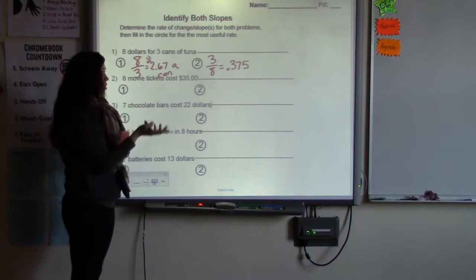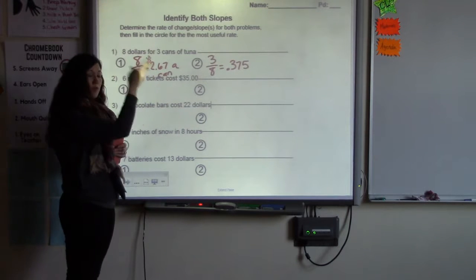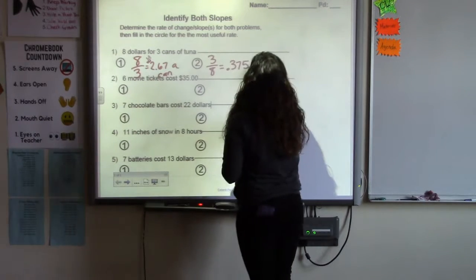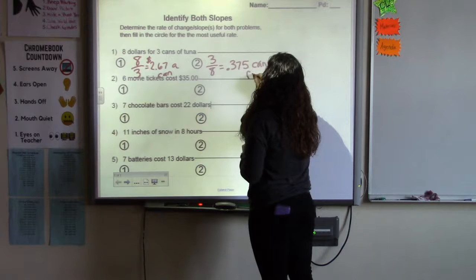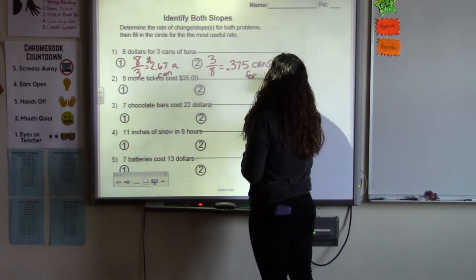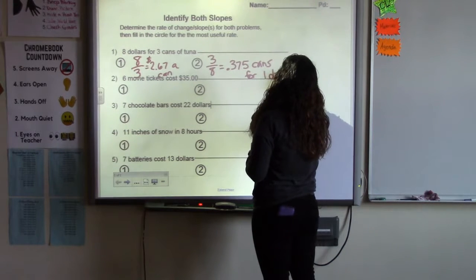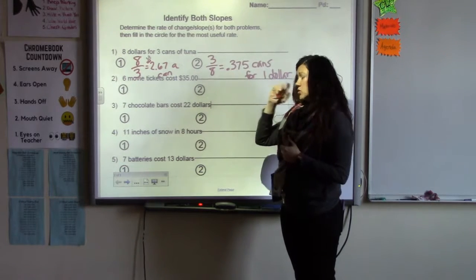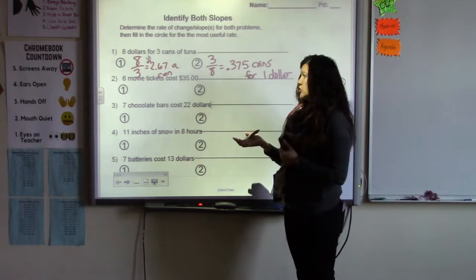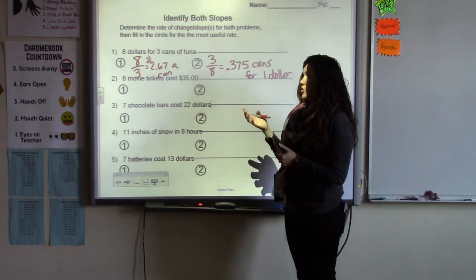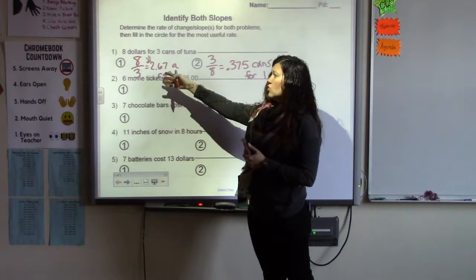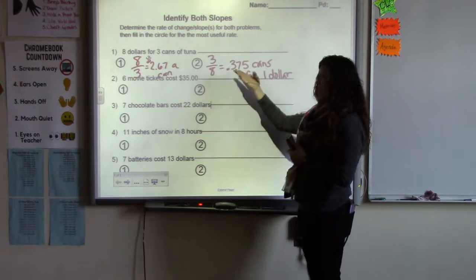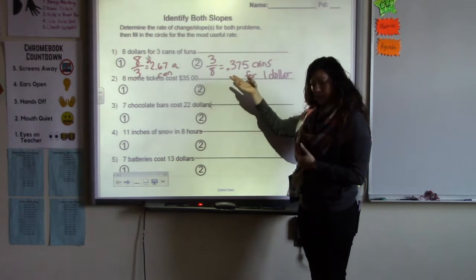Okay? Or over here, because we reversed it, we're also going to reverse the unit. So it's 0.375 cans for $1. So now you're going to ask yourself, and that's why there's a 1 and 2, which one is useful information? Which one could you actually use? Is it good to know that 1 can of tuna is $2.67, or is it good to know that if I have $1, I can buy 0.3 cans?